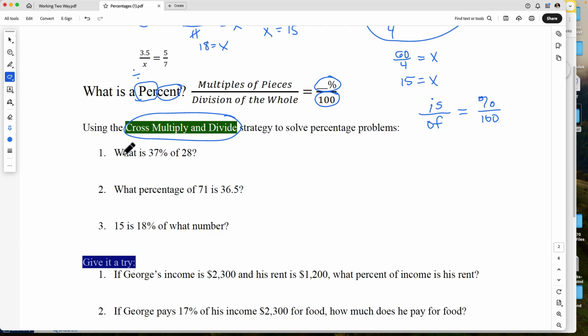So the question is, what is 37% of 28? So you see the words is and of. Is is part of the question. We don't know what it is, right? So we have is over of. We don't know what the is is, so I'll just put that there. We know the of is 28. That's equal to 37% over 100. Remember, you will always have 100.